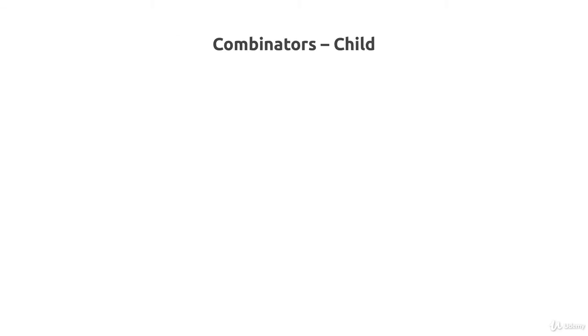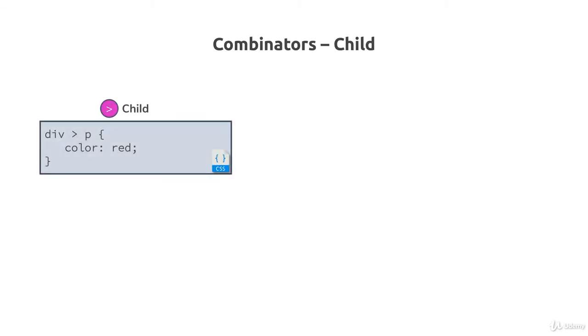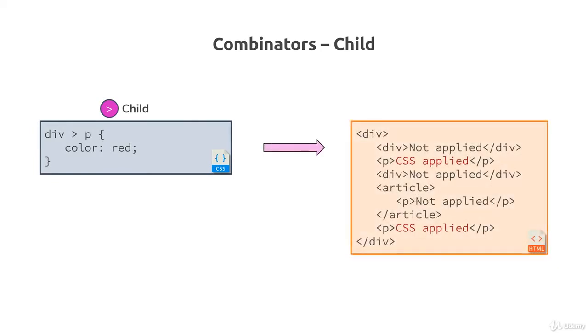The child combinator uses that greater sign, and that rule would change the following HTML code to have a red color on the first and last paragraph, but not on the one which is nested inside the article. Because this child combinator says any paragraph that is a direct child of a div should get that style.